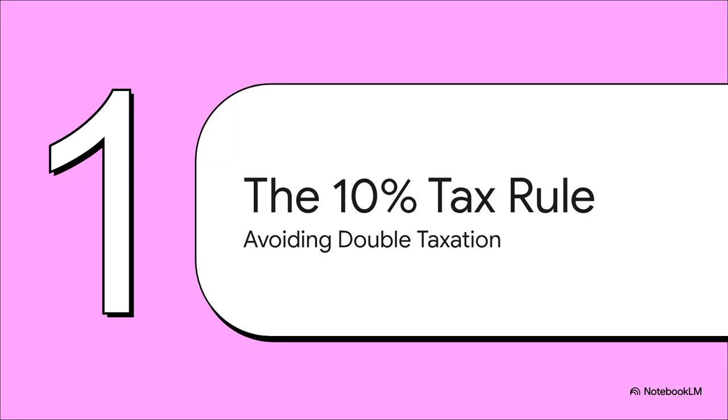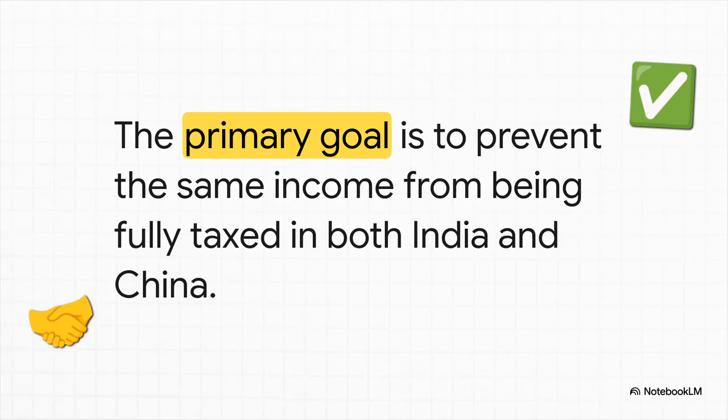All right, first up, the big one, the 10% tax rule. Now, this isn't just some random number they pulled out of a hat. It's the very foundation of an agreement built to make business between India and China a lot more straightforward and predictable. At its heart, this whole article is really just about fairness. It stops a situation where a company might pay, say, a 30% tax in India and then another 25% in China on the exact same income. I mean, that's just not sustainable.